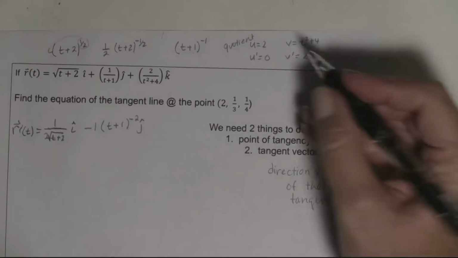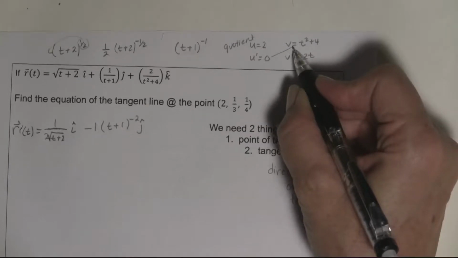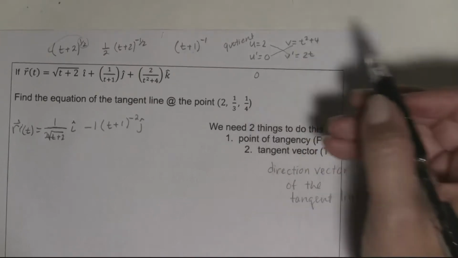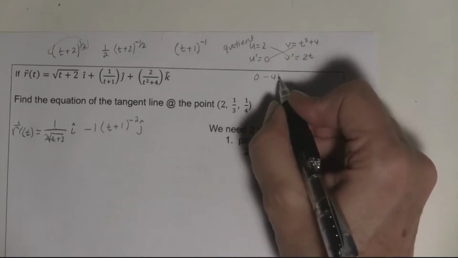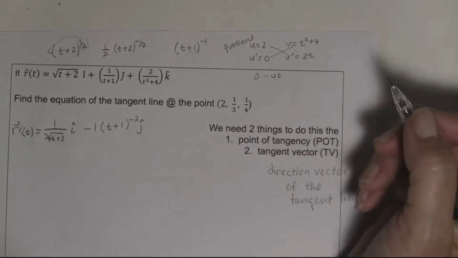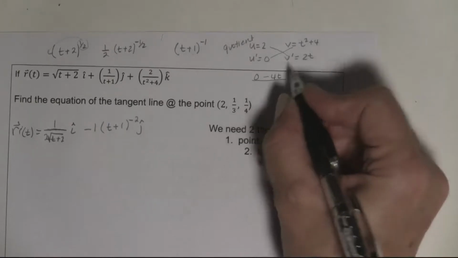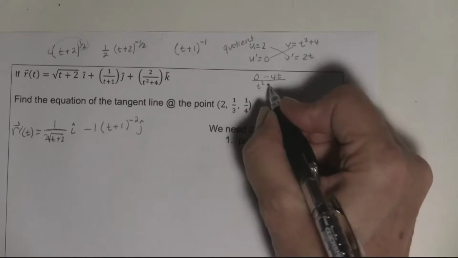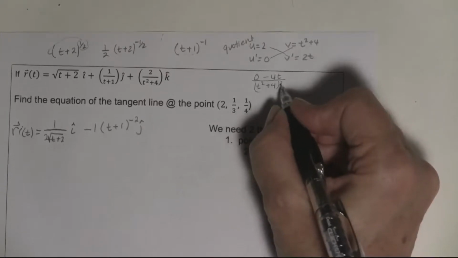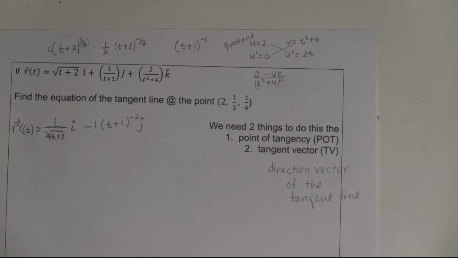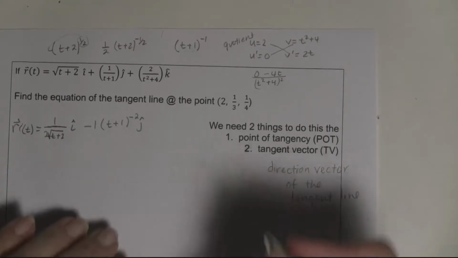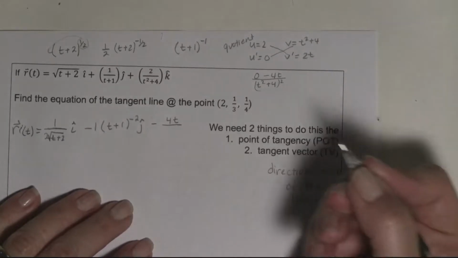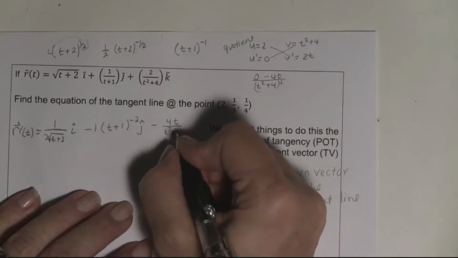Because it's the quotient rule, I start in the denominator and multiply those together, which gives 0. Then I minus these together, which gives minus 4t, 2 times 2t, and you subtract them. Then you square the bottom, so t squared plus 4 quantity squared, and that's the quotient rule, and that's my derivative for k. So I'm going to put it right here: minus 4t over t squared plus 4, squared.